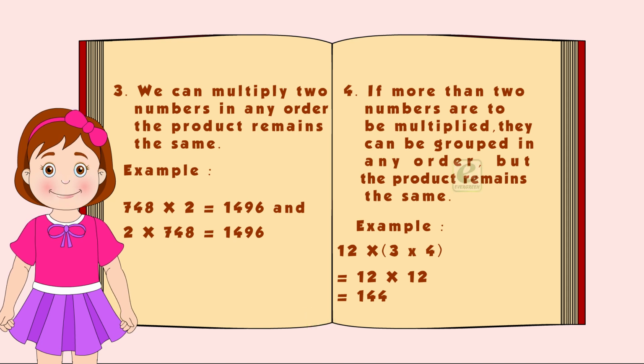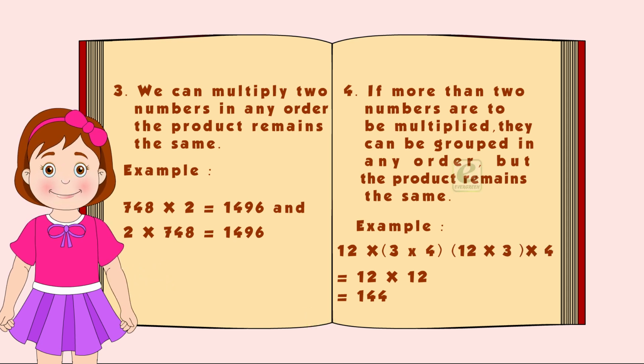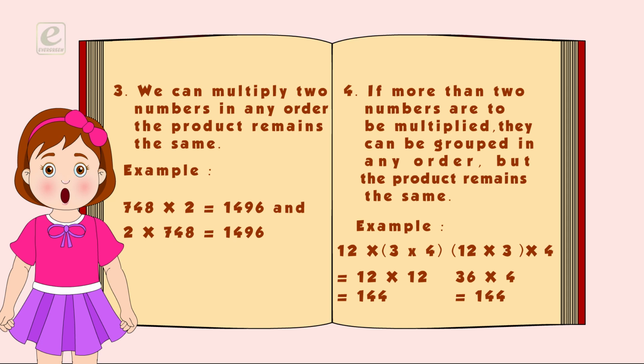In the second case, 12 and 3 are inside the brackets, so we multiply 12 by 3, which is equal to 36. Now, we will multiply 36 by 4, which is equal to 144. Thus, the numbers can be grouped in any order, but the product remains the same.